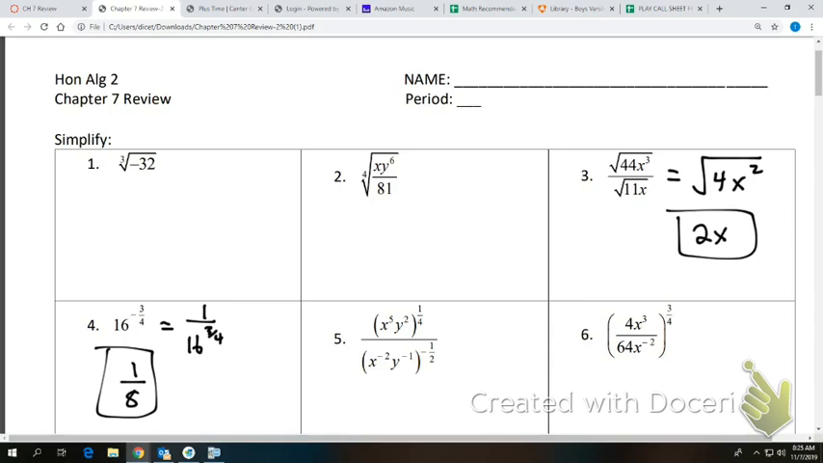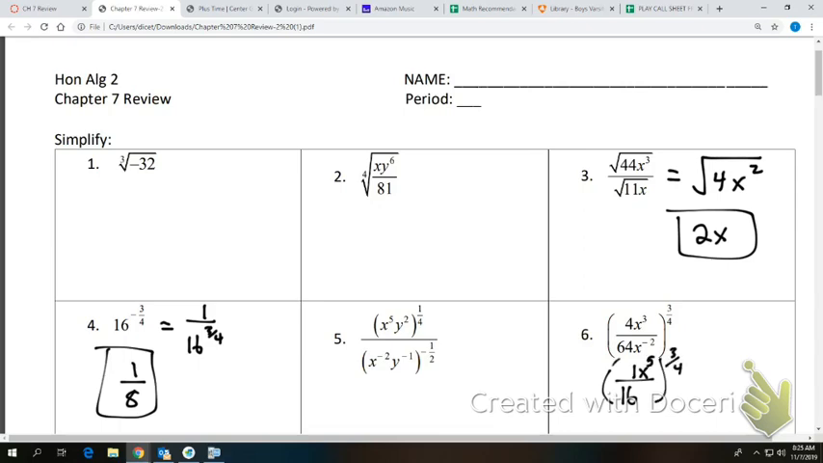Let's do number 6. First of all, I have everything raised to 3/4. How about we simplify inside first? So 4 over 64 would be 1/16, right? And then how about we move these two up and make it 1x to the 5th, and now everything is raised to the 3/4.